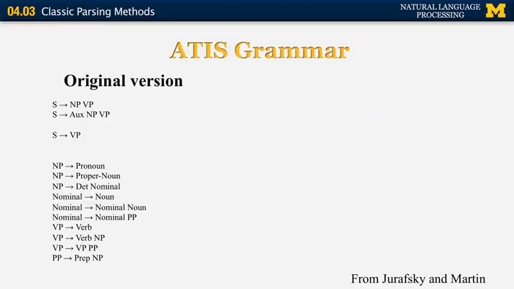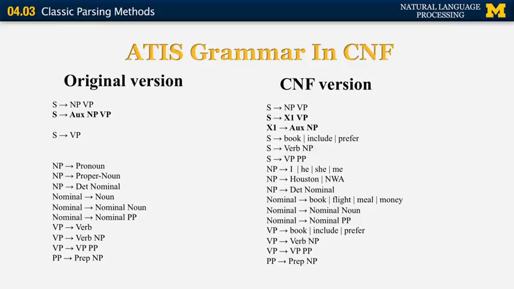So here's an example from the L1 grammar described in Jurafsky and Martin. The original grammar is shown on the left. We have 2 examples of non-binary productions: S goes to auxiliary noun phrase, verb phrase, and S goes to verb phrase. So how do we convert those to binary form? Well, one possibility is to split the 3-way right-hand side of auxiliary noun phrase, verb phrase into 2 binary rules by introducing a new non-terminal called X1. So we have S goes to X1 VP and X1 goes to auxiliary NP. This way, the new grammar is in CNF.